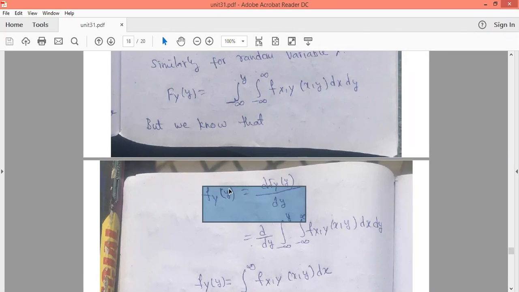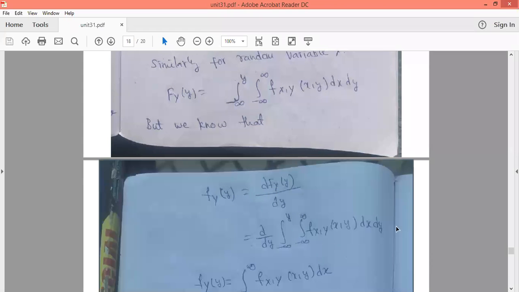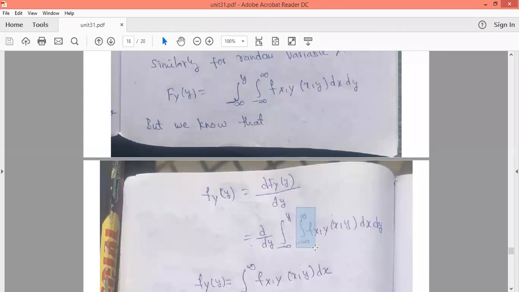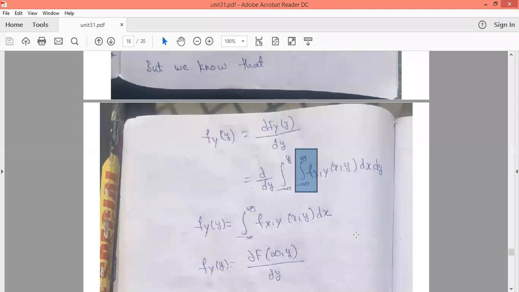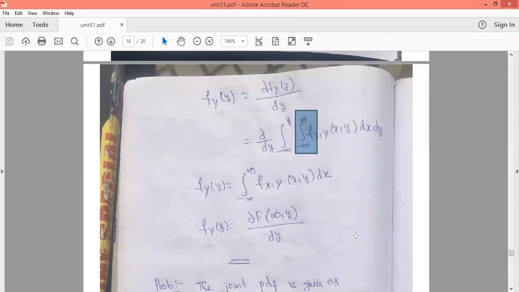Okay. Since we have considered y, what is x term? X term will be infinity. The limits of x will be infinity. So it is d by dy integral minus infinity to y integral minus infinity to infinity fxy of x comma y dx dy. Okay. So from this, fy of y will be equal to integral minus infinity to plus infinity fxy of x comma y dx. Fy of y will be what? It is derivative of distribution function.